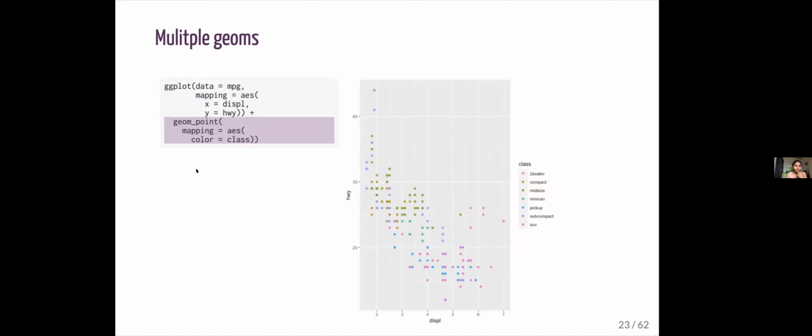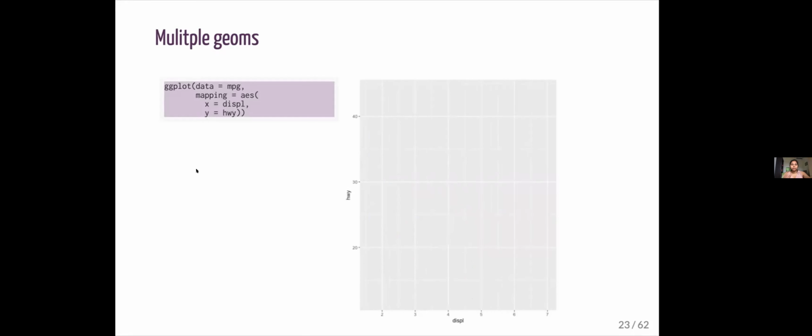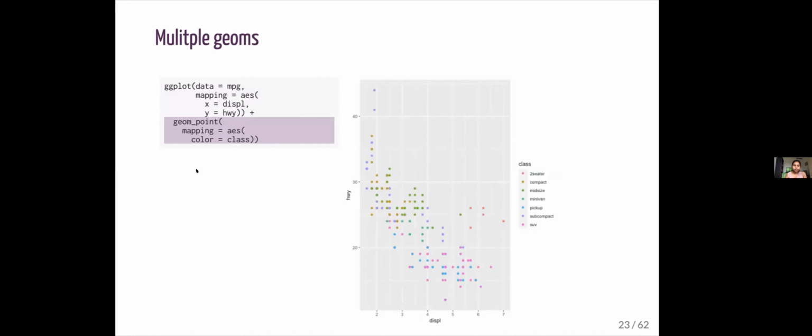So what happened here? Once again, we have the x and y specified within ggplot. And now in the geom_point layer, I can specify color equal to class separately. And in the geom_smooth layer, I haven't specified anything. So the color mapped to class doesn't translate to geom_smooth because this is specified in its individual layer. So the geometries don't talk to each other.